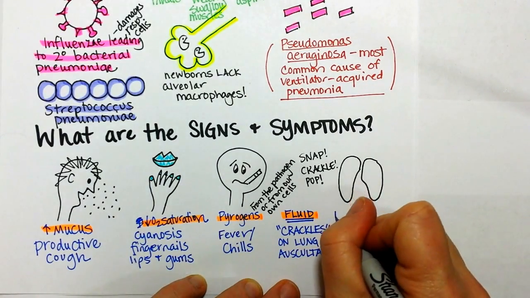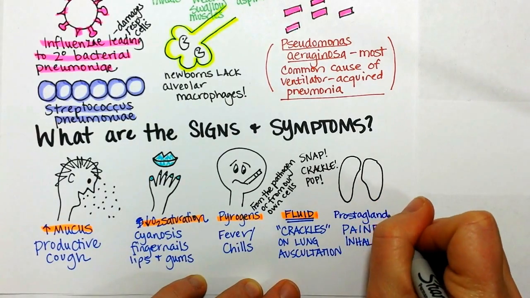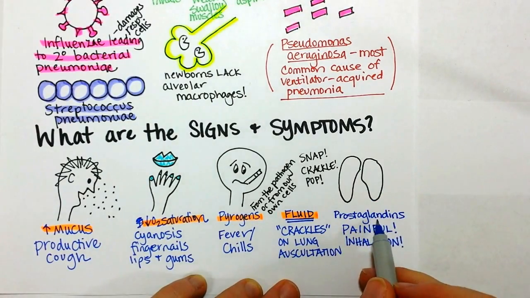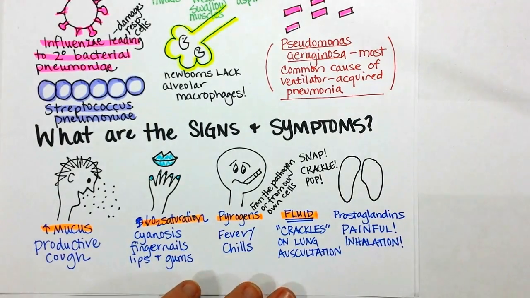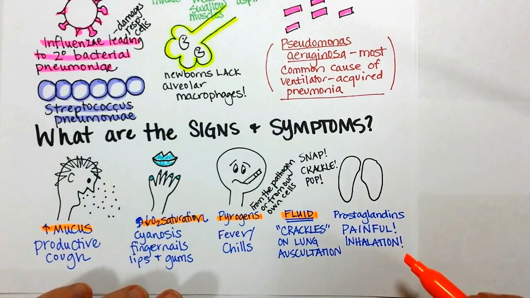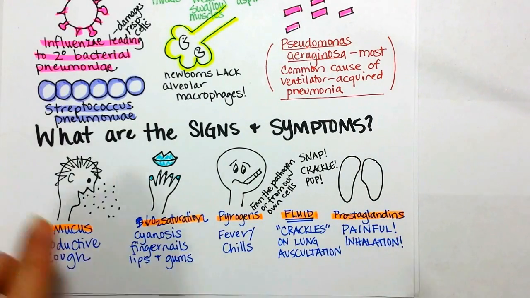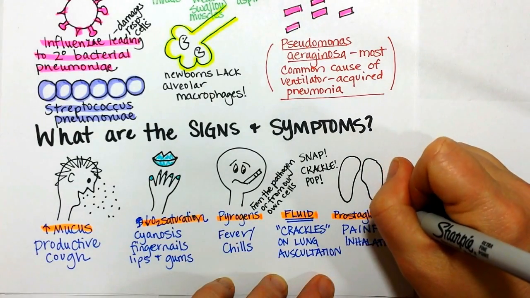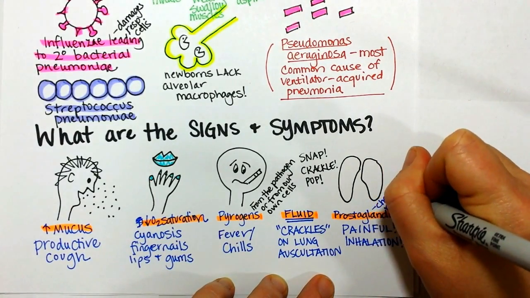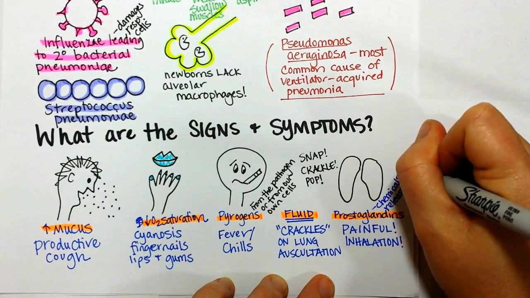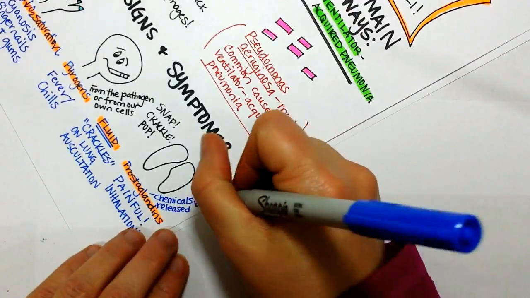And this is due to prostaglandins that are released from our damaged cells in the alveoli. Prostaglandins are chemicals that our damaged cells release, and when they do that, they cause our pain nerve endings to be more sensitive than normal. Here, I'm going to have to turn the paper sideways to do this part, sorry.